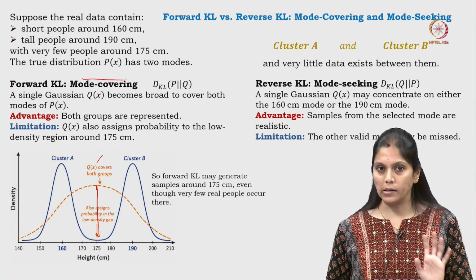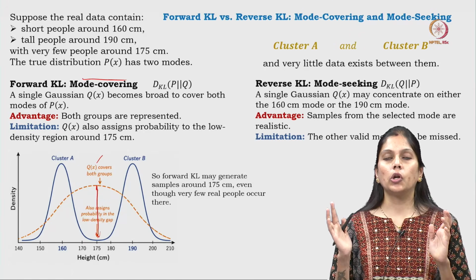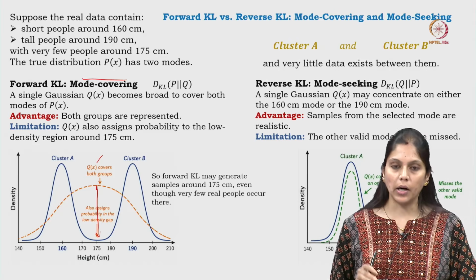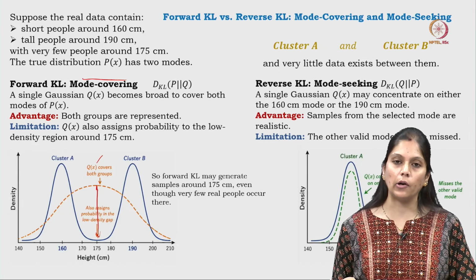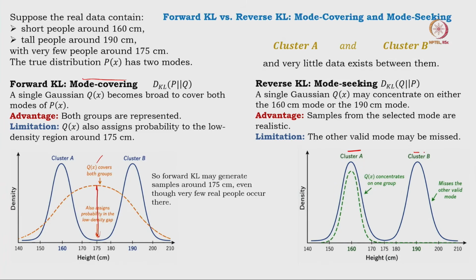Now let us look at the reverse KL. I hope forward is clear to you. Now let us see what the reverse KL is. Go back and visualize the reverse KL, because there are two modes. You will have two graphs. You have a cluster A, and then we have a cluster B. Cluster A is all about 160 and cluster B is all about 190.